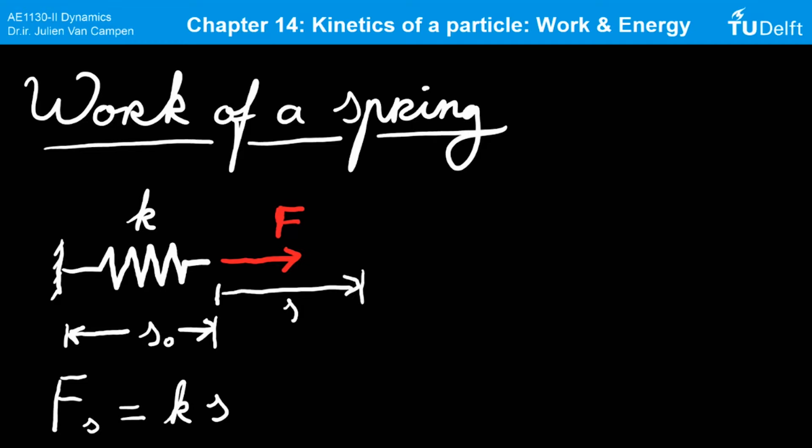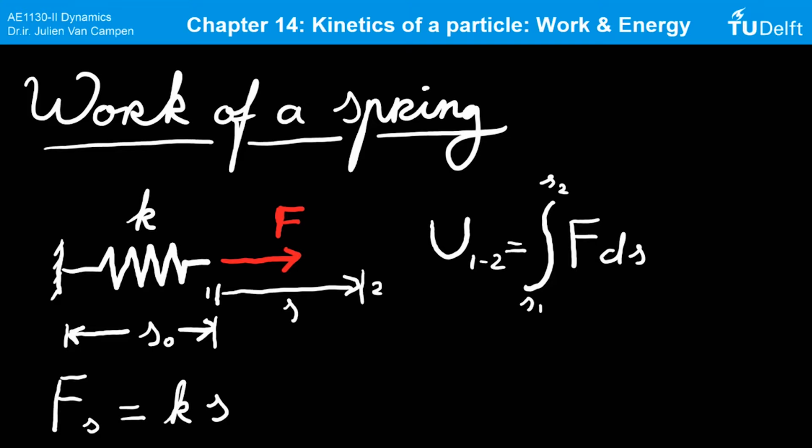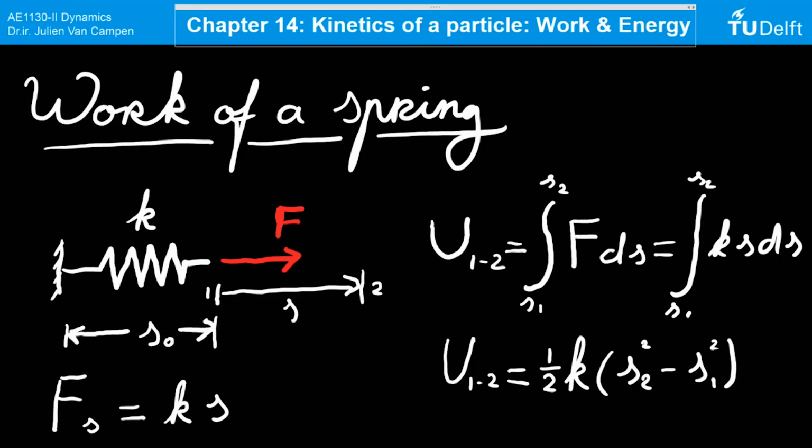By stretching the spring over a distance S, the force used to stretch the spring performs work. So if I stretch a spring from unstretched condition to distance S as shown, I can perform the following integration. U12 equals the integral of F ds, which in turn equals the integral of Ks ds. Solving this integral, you get the following equation for work. U12 equals half K times, in between brackets, S2 squared minus S1 squared.